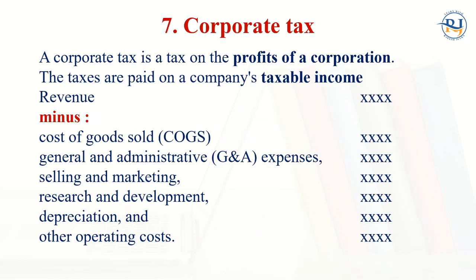Corporate tax. A corporate tax is a tax on the profit of the corporation. The taxes are paid on the company's taxable income. For example, the revenue is this much, minus cost of goods sold, general and administrative expenses, selling and marketing expenses, research and development, depreciation, and other operating costs. That all will be deducted, and the rest will be the taxable income. And there will be a corporate tax on the profit of the corporation.